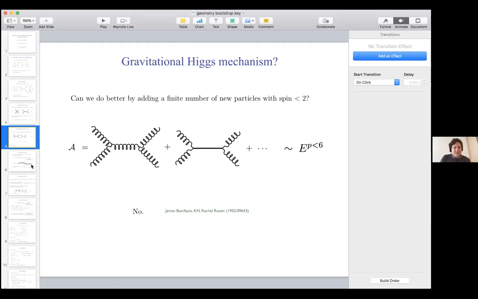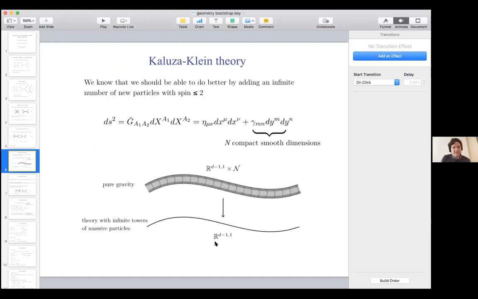Okay, but we know that there are loopholes to this if you allow for an infinite number of particles. So one loophole we know is string theory. If you have infinite towers of massive higher spins, you can unitarize the spin 2s that are in there. But also, even sticking to spin 2 or lower, Kaluza-Klein theory should also be able to do better by having infinite towers of massive spin 2s in the spectrum.